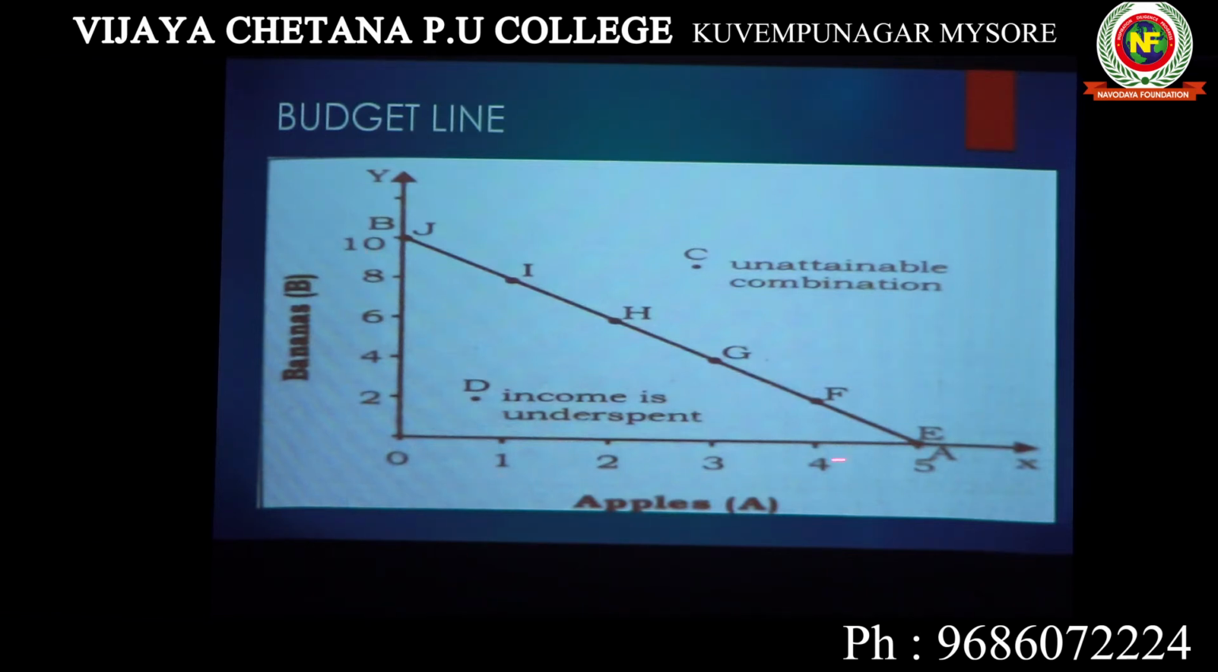This is how much of apples he can purchase. So these are all budget sets. You see there E, F, G, H, I, J. These are all budget sets. Budget set is also called the opportunity set.